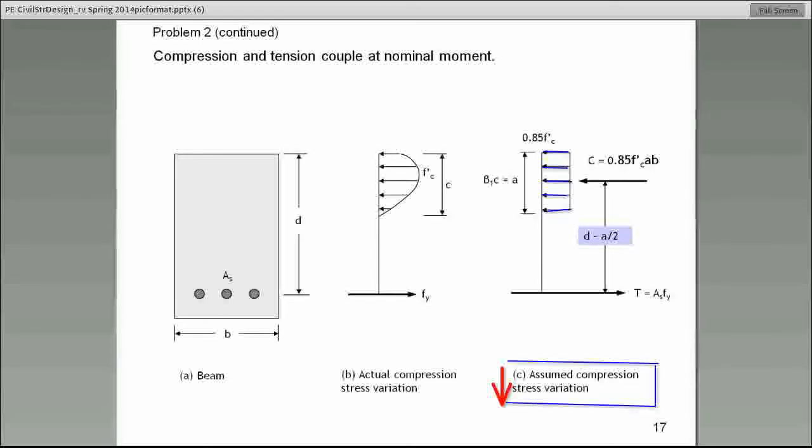So here's what we are going to do. And I hope that you're still with me on this. 0.85 F prime C is the stress. So we're going to take that and multiply by the area over which it's acting. All right? So take that stress and multiply it by the area that it's acting on. Now, that area is equal to, what do you think?